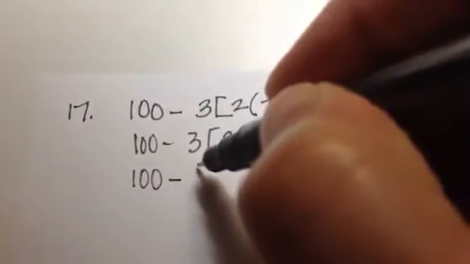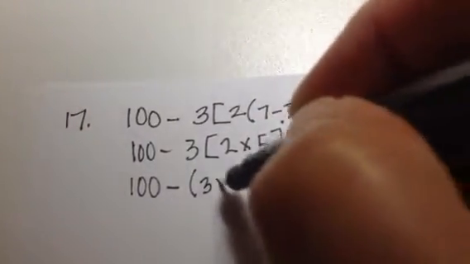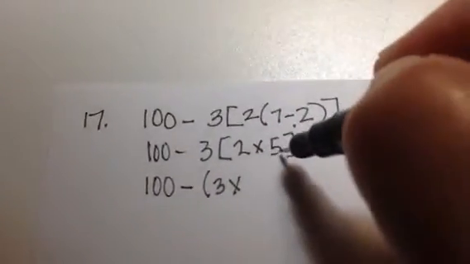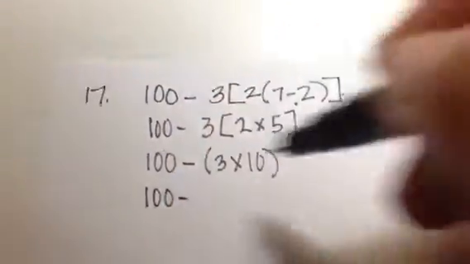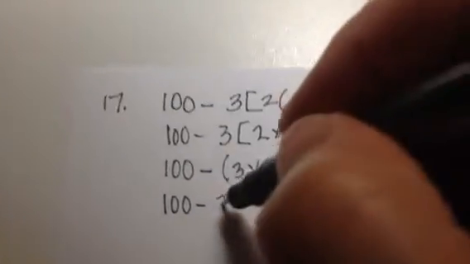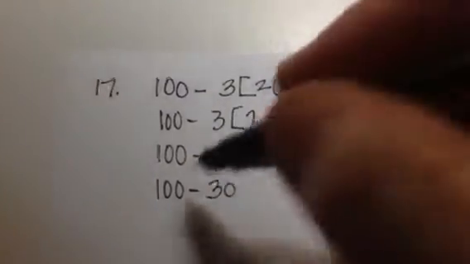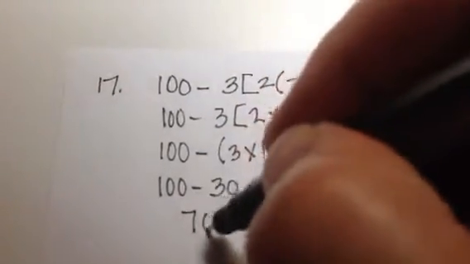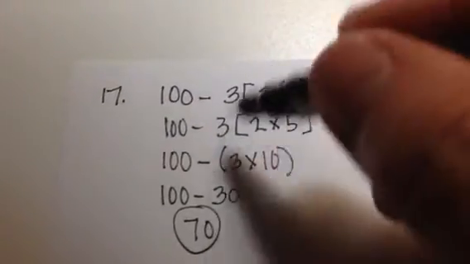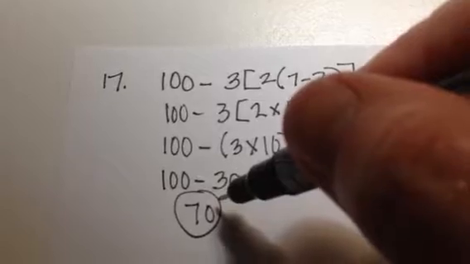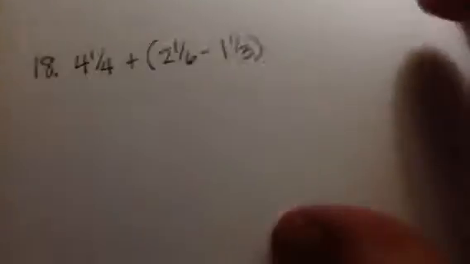Next step, I want you to write 100, because I don't want you to forget what you're doing altogether. Minus 3 times, well, what's 2 times 5? 10. All right, now we have 100 minus, what's 3 times 10? 30. What's 100 minus 30? 70. There you go. But I want to see every single step. I want to know how your brain is working. Okay? All right, number 18.